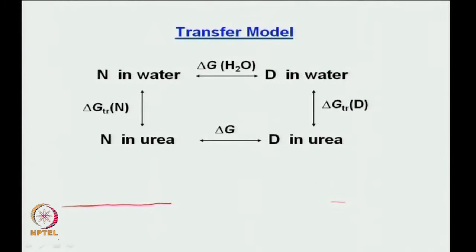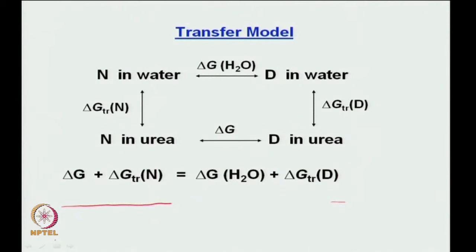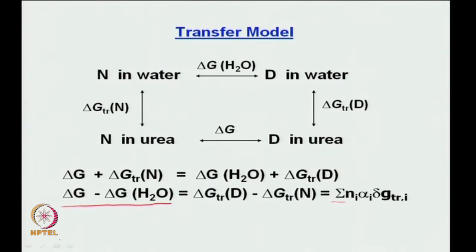We were looking at this transfer model, right, and we said for this delta G plus delta G transfer of the native state is equal to delta G H2O plus delta G transfer of the denatured state. That is exactly what we just derived in the previous slide. Okay. And that is the final equation we had around that slide.